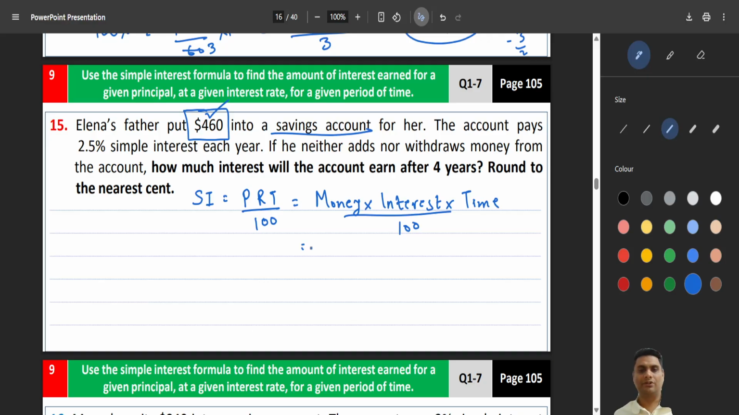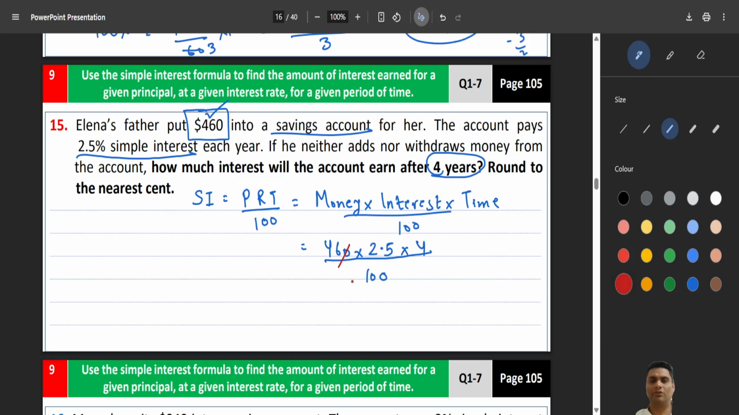Now in this question, how much money is Elina's father putting into the savings account? 460. So the money is 460. The account pays 2.5% simple interest. So what is the interest rate? 2.5%. Multiply. How much interest will the account earn after 4 years? So what is the time? 4 years. Remember the time should be in years. Okay, the time should be in years. Divide by 100. Okay, now let us just solve it.